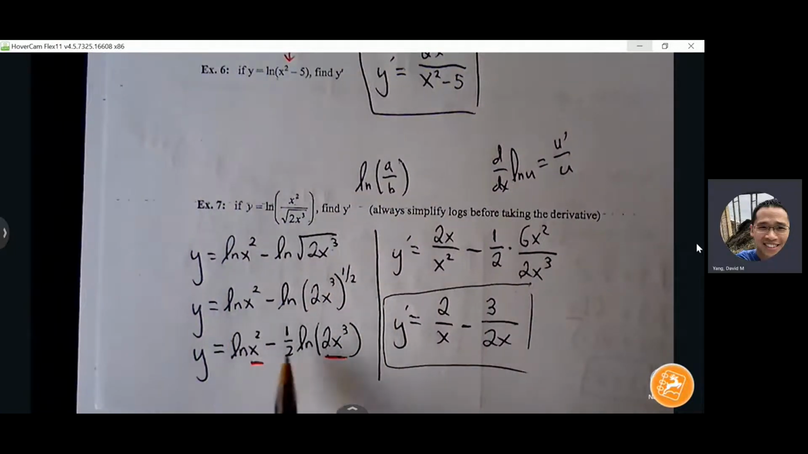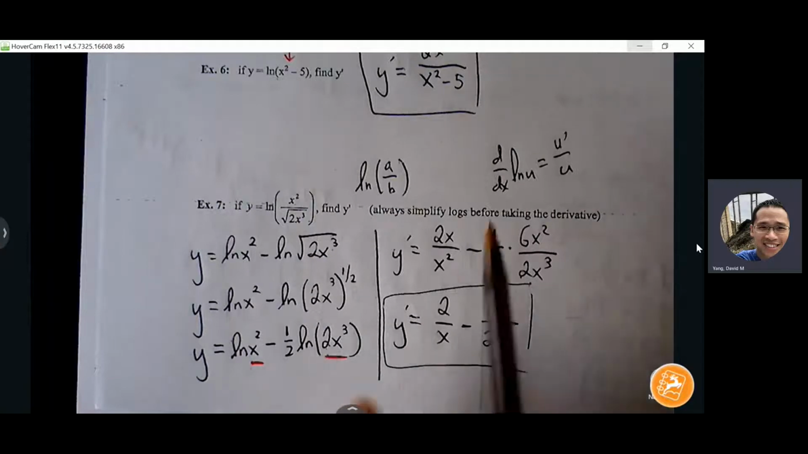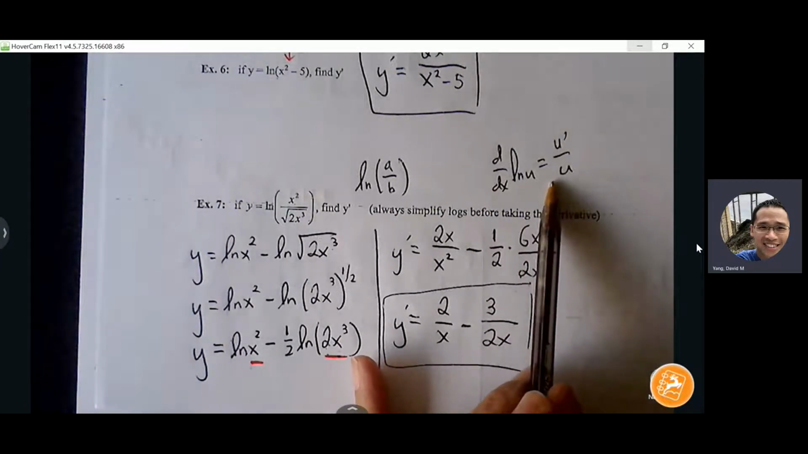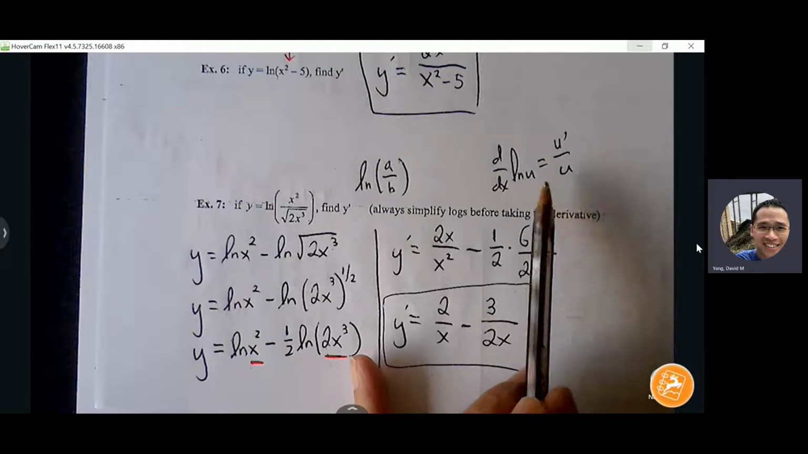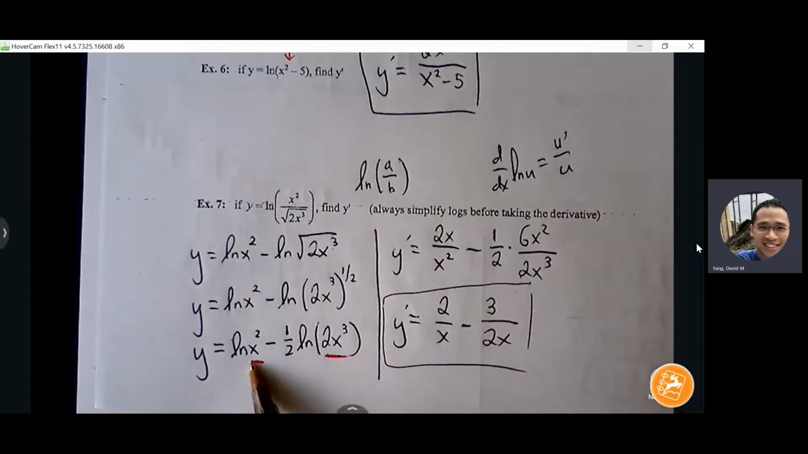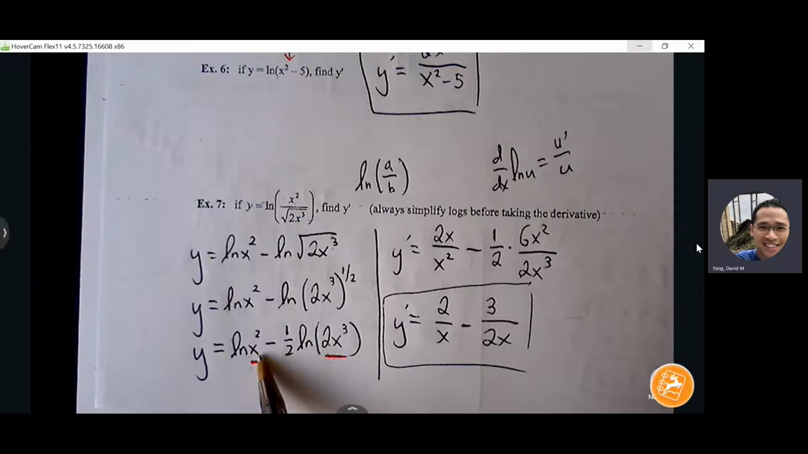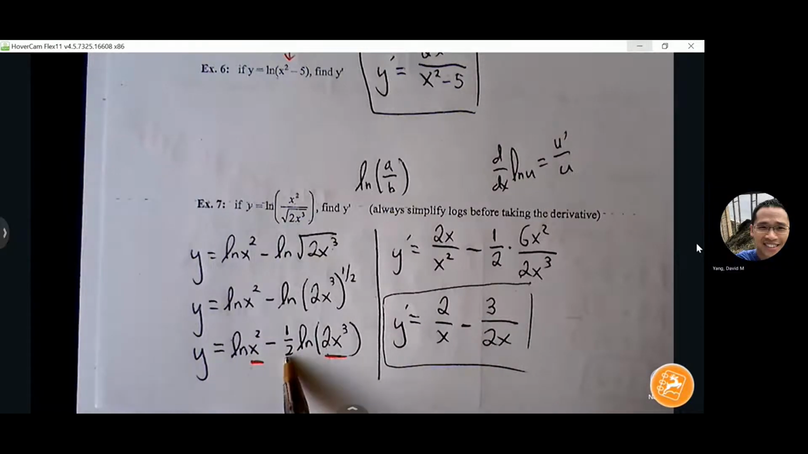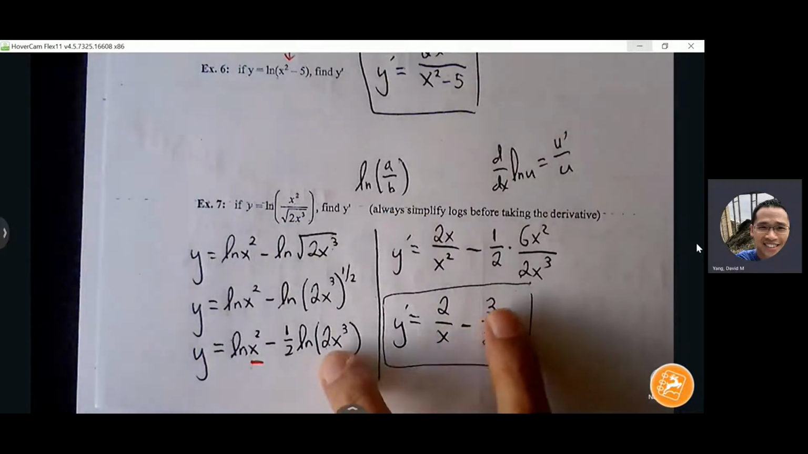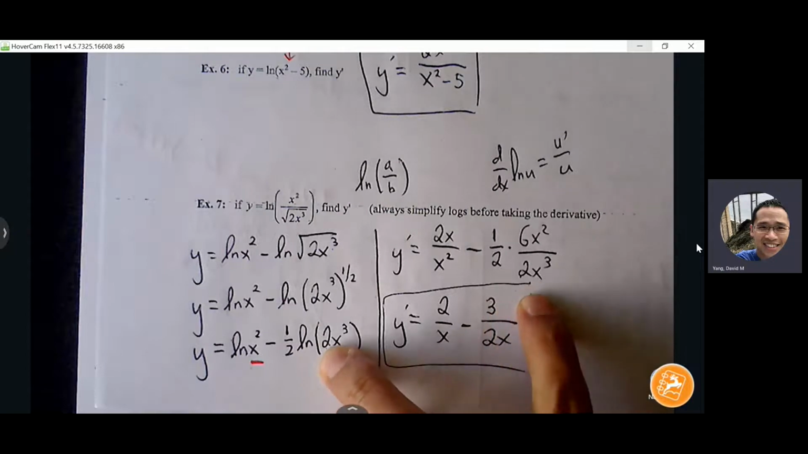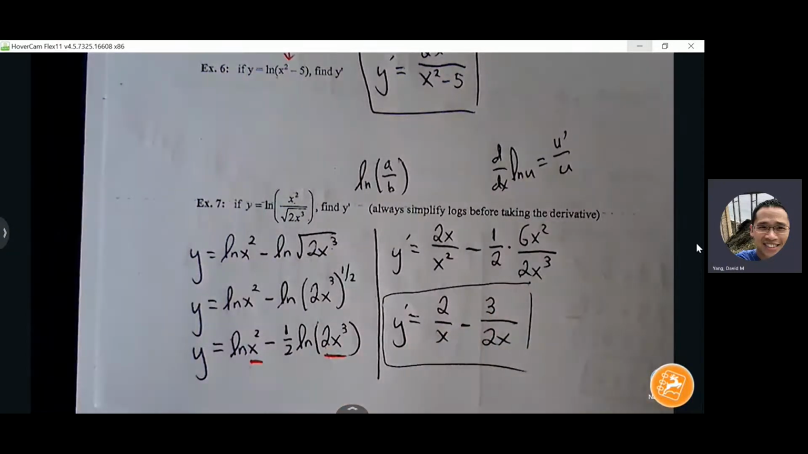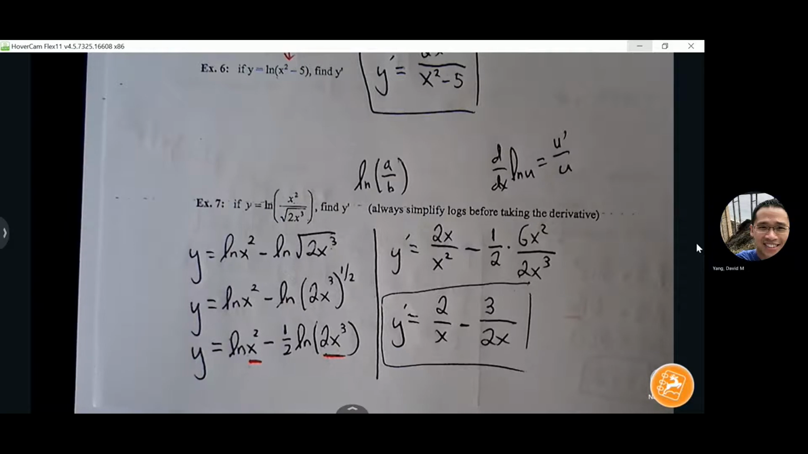And we only want to expand to the point where we feel like our u value for our derivative is easier, relatively easy. X squared is a relatively easy derivative. 2x cubed is a relatively easy derivative. So then we do 2x over x squared. For the second term, the 1/2 stays, but then the u prime over u is 6x squared over 2x cubed. We simplify, but no need to find a common denominator. Okay, so that's where we left off for 5.1.